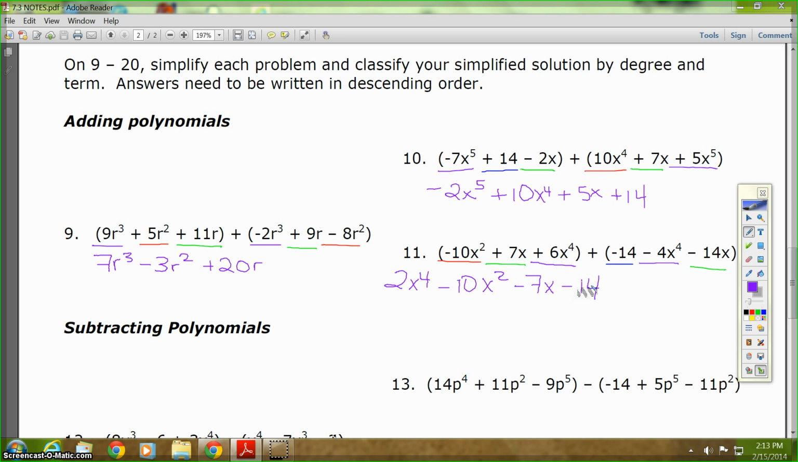Now the answer also said to identify the degree and term. So I'm going to go back and do that. My highest degree is 3, so it's going to be a third degree. And I have 1, 2, 3 terms, so that goes back to our trinomial.